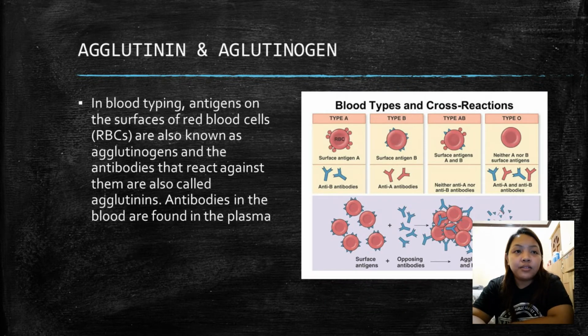Agglutinin and agglutinogen. In blood typing, antigens on the surface of red blood cells are also known as agglutinogens, and the antibodies that react against them are also called agglutinins. Antibodies in the blood are found in the plasma.